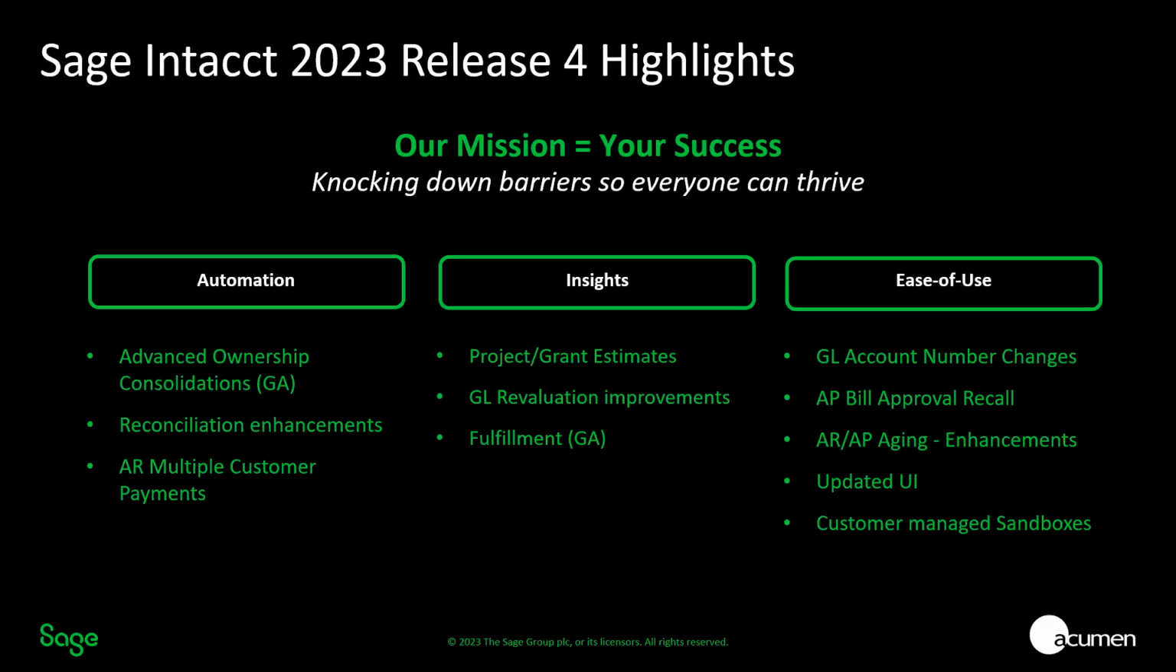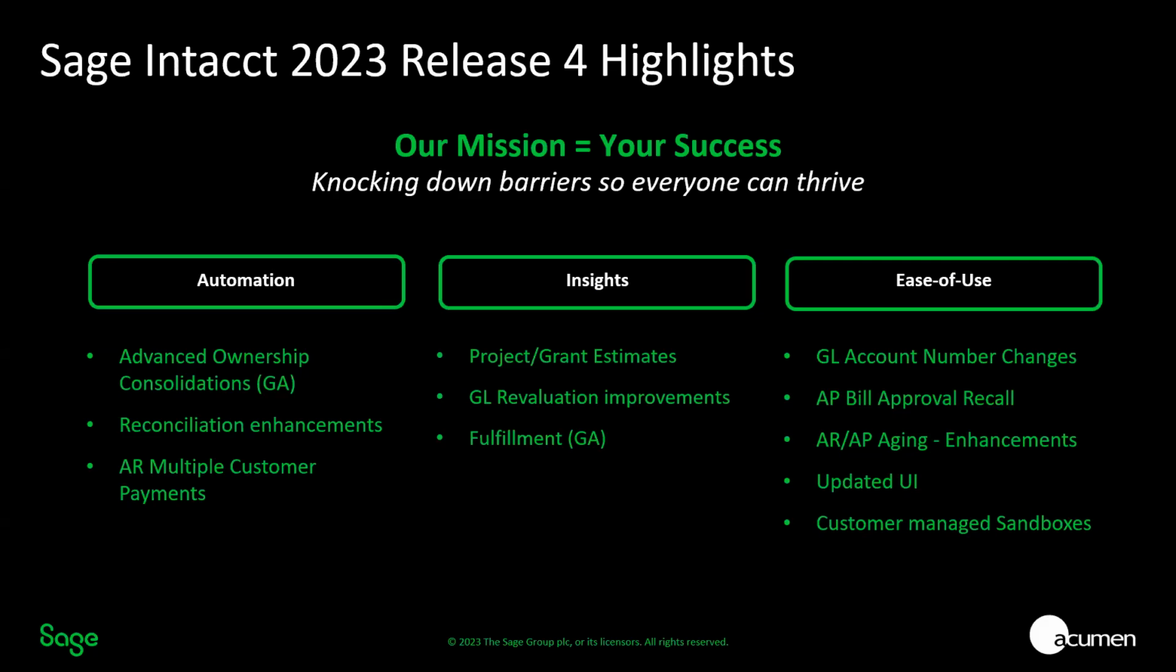So we went through all of the release notes, all of the different features. I want to focus on a couple of them, as we said today, a few in each of the categories. You can see we're going to talk about advanced ownership consolidations, which is a new module in the consolidation family. Talk about a little bit of the changes for bank reconciliations and AR multiple customer payments, receiving money from multiple customers on a single payment and splitting that across multiple customers. On the insights, we're going to talk about a change to project / grants for our not-for-profits on the call today, estimates and budgets, changes to the revaluation process in multi-currency environments, and also mention inventory fulfillment a little bit.